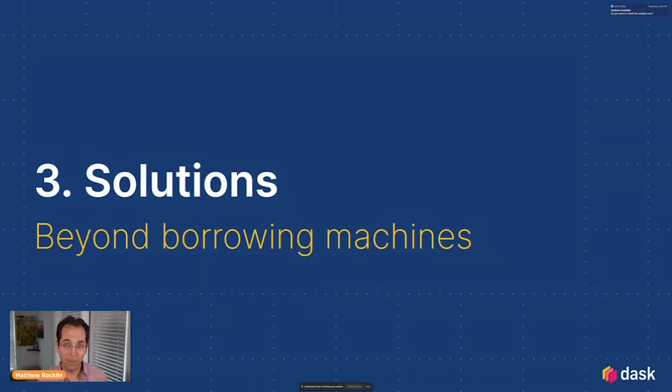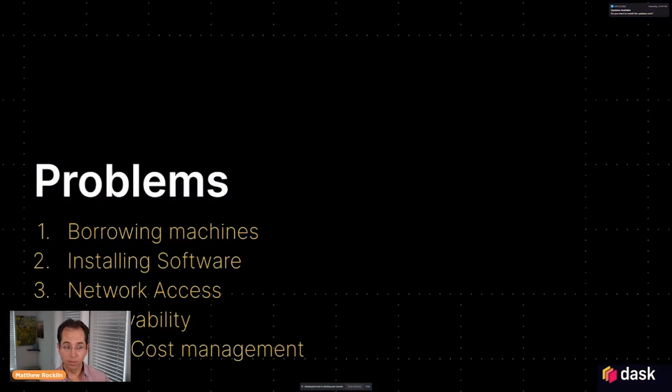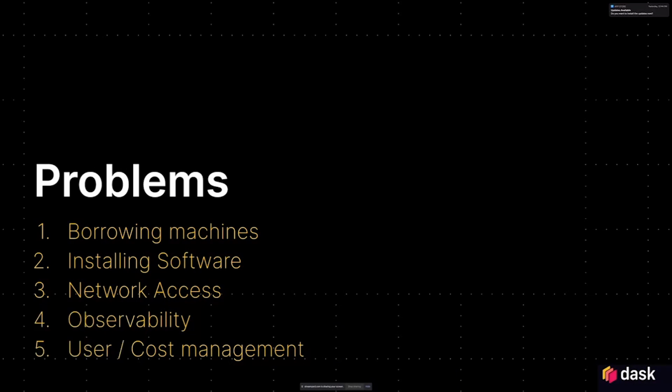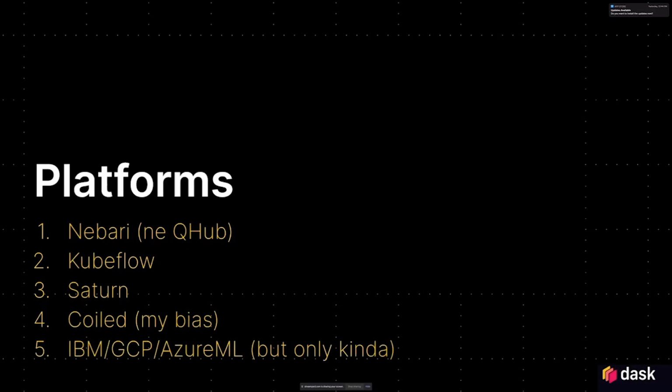So I just went very rapidly through a bunch of things you're going to want to think about in deploying any kind of distributed computing framework. Let's talk about some solutions, right? So we talked about some problems: borrowing machines, installing software, connecting securely, observability, and cost management. There are some platforms which solve these problems, or try to solve some of these problems for you. I'm going to talk through a few of them.